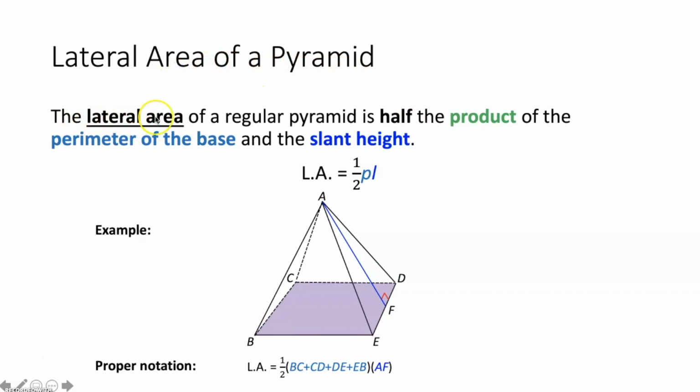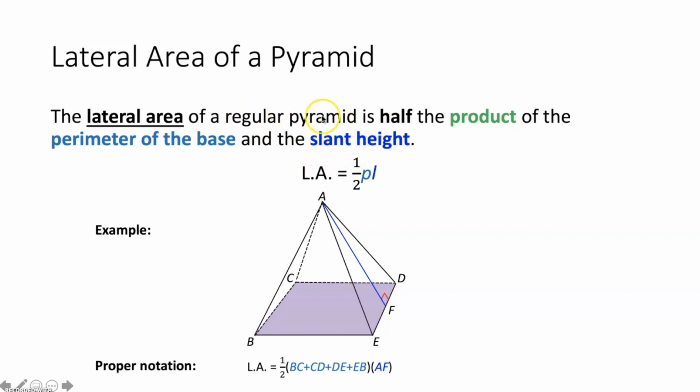Now let's talk about the lateral area of a pyramid. The lateral area of a regular pyramid is half the product of the perimeter of the base and the slant height. Or you can think about it in terms of the formula: lateral area is equal to 1/2 P times L, where P is the perimeter of your base and L stands for the slant height.